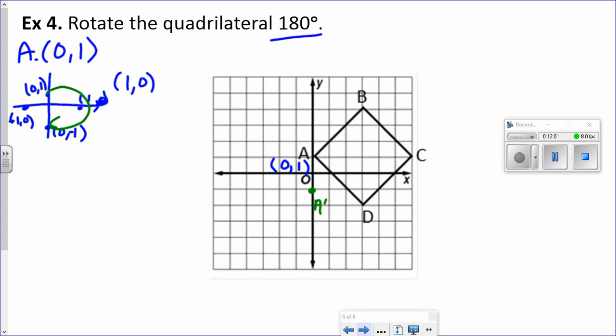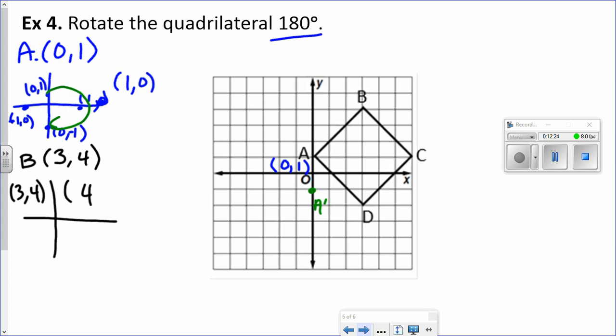All right, now we're going to do the same thing for point B. B is at 3, 4. So we know that's in quadrant 1. So we start here at 3, 4, and we flip, and then we flip again, and then we flip again.